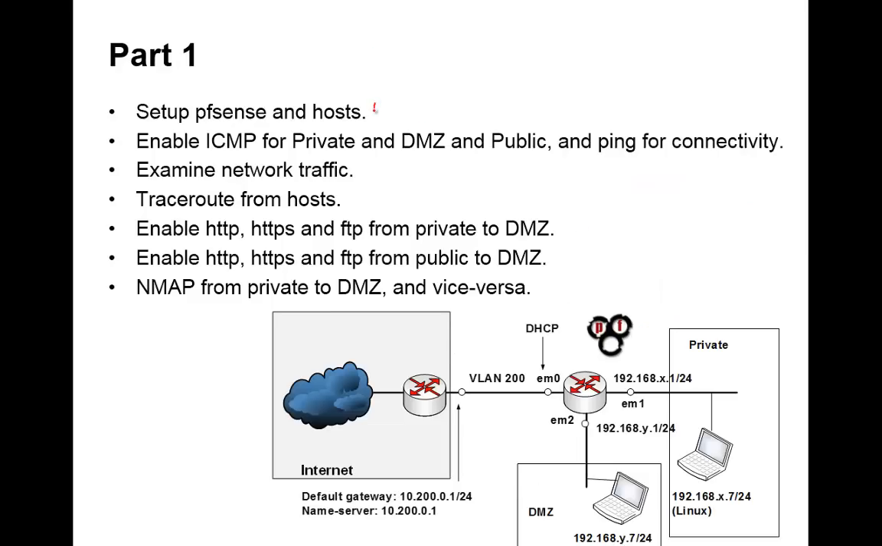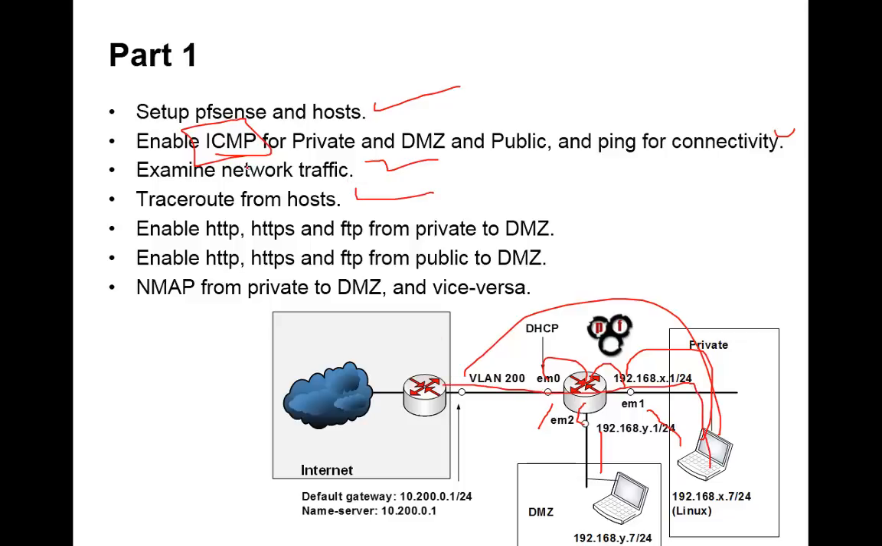So the things we're going to look at is to set up pfSense and some hosts. We'll set up ICMP so that we can actually ping around just to make sure everything is working okay. Typically we'll ping from the firewall out, and then we'll ping from the hosts on to the rest of the network. I'm going to examine some of the traffic. So we've got to enable ICMP, so we'll have a look at the network traffic that's responsible for that. Then we'll do a trace route from devices onto the network.